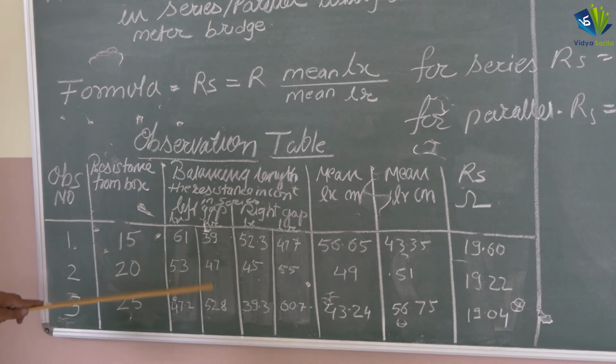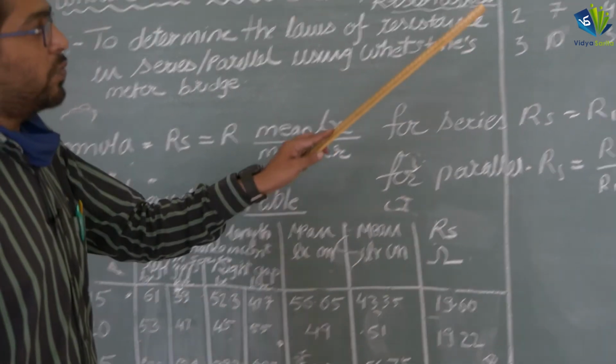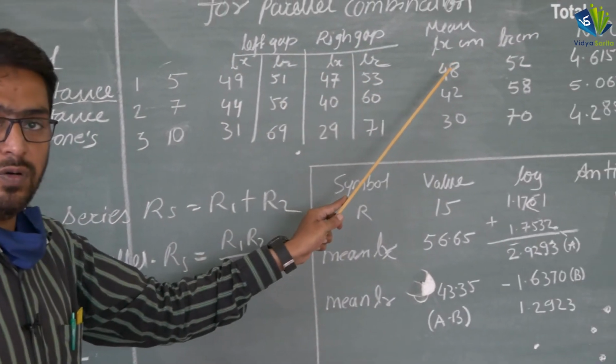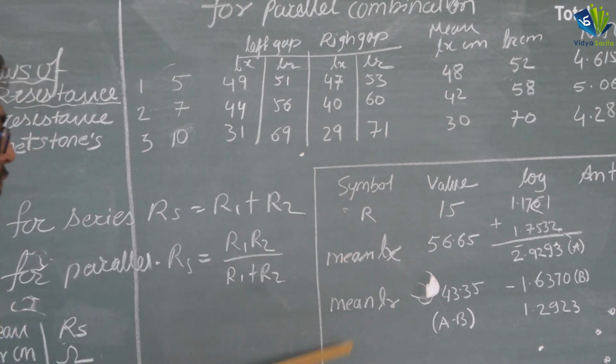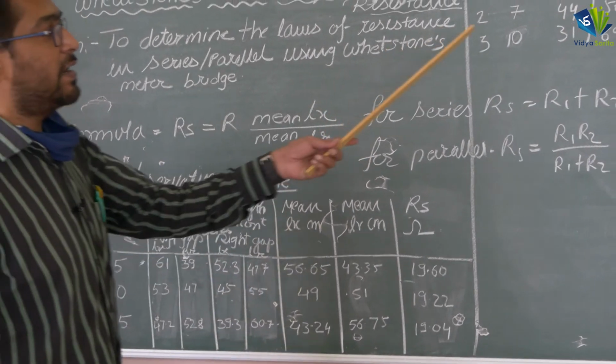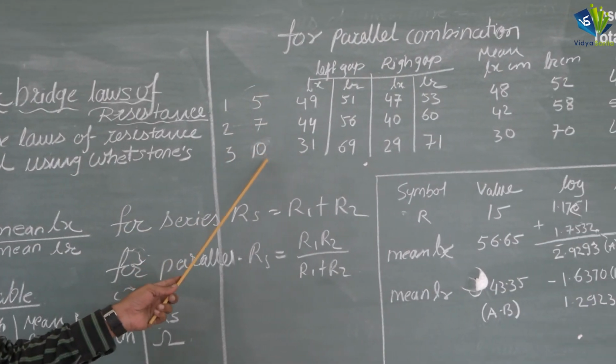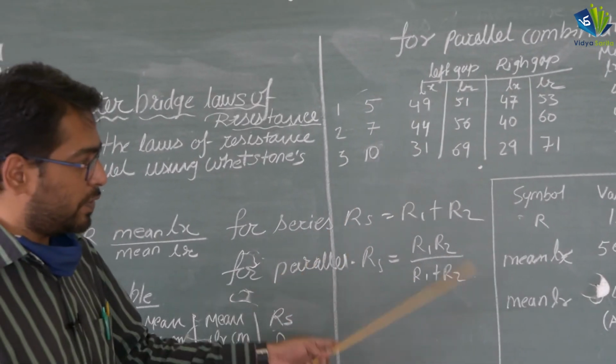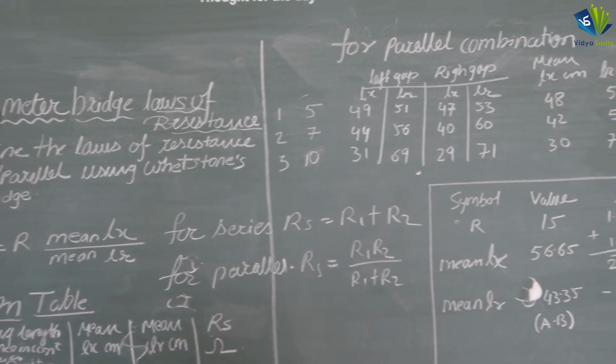The same goes for these calculations, and over here in parallel we do the same. This calculation you need to do for each and every value: for series 15, 20, 25, and for parallel 5, 7 and 10. I have shown one calculation, you need to perform all the calculations and write them in your journals.